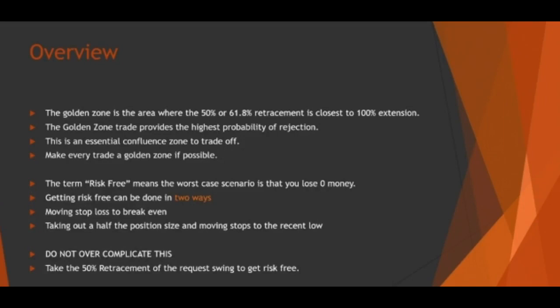Also, remember the golden zone area is where the 50 or 61.8 retracement is closest to the 100% extension. The golden zone trade provides the highest probability of rejection all the time. And so you're going to need to continue to use the golden zone as many times, or every time, if possible.